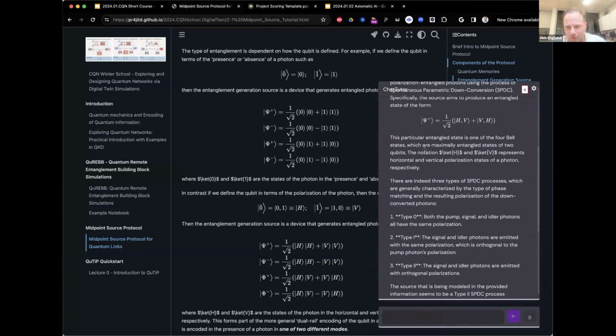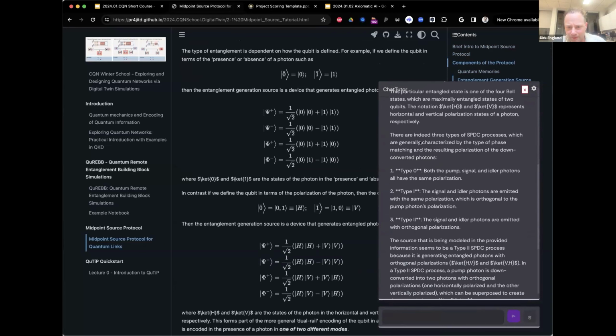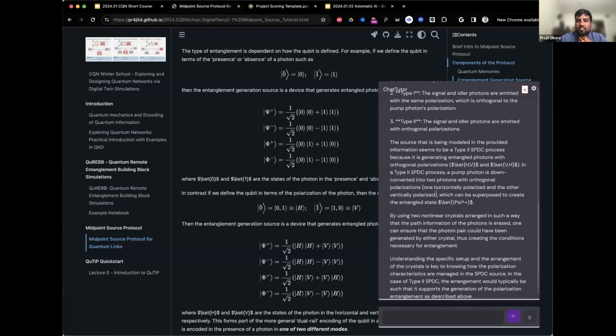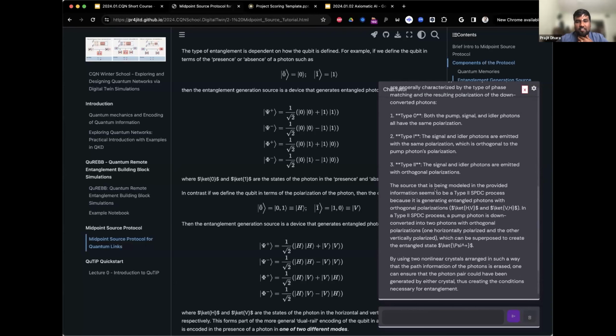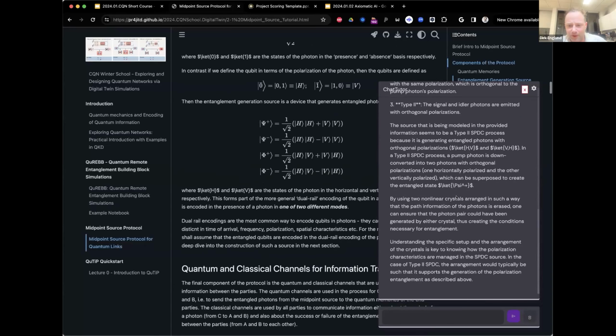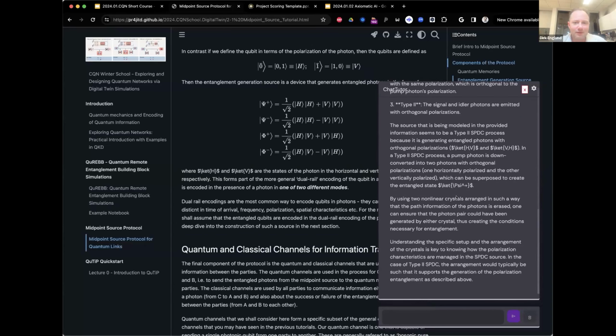State is one of the 4 Bell states, which are maximally entangled states of 2 qubits. Okay, good. There are indeed 3 types of SPDC processes, which are generally characterized by this. And it's type 2 SPDC because HV and VH, yeah. Okay, so did chat tutor pass? Yeah.